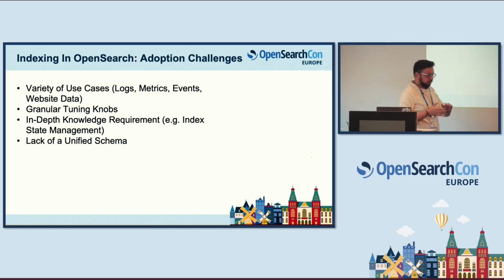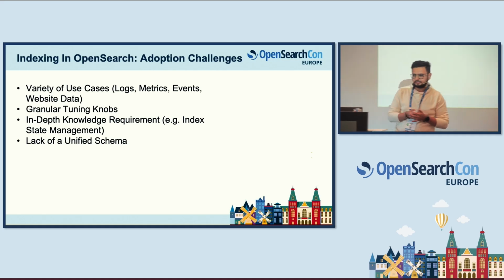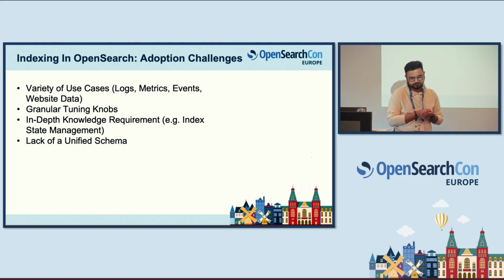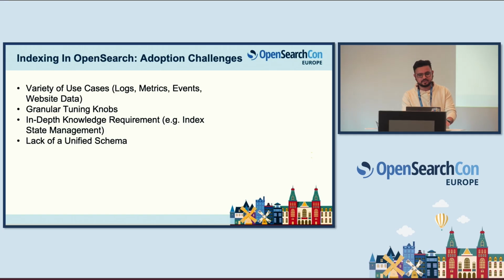So I talked about a lot of features, and we do see a lot of adoption challenges for these features. Most of you may be hearing about a lot of these features for the first time, but they have been around in OpenSearch for a year or so. There are a variety of use cases, a lot of knobs, and we require a lot of knowledge to essentially use these features.